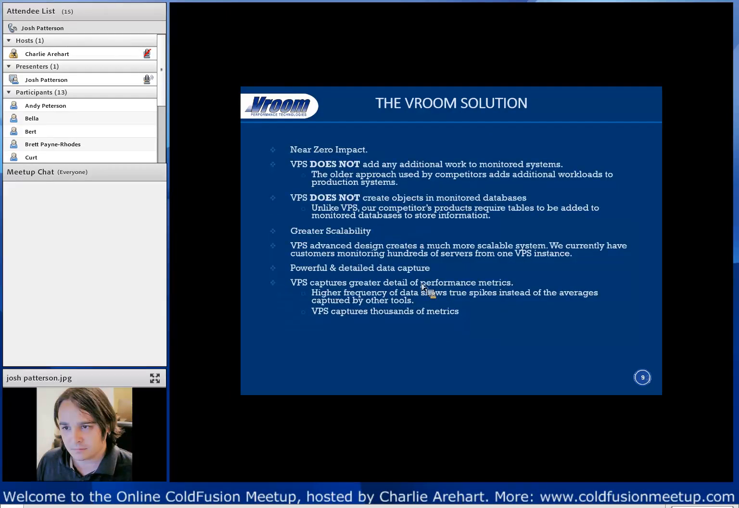Our tool, the Vroom Performance Suite, we had a lot of design goals, and we're going to get into some, what I think is fun stuff, looking at a live system and how you might identify poorly performing queries and how you can make some small optimizations. But I do want to point out some of the design goals.